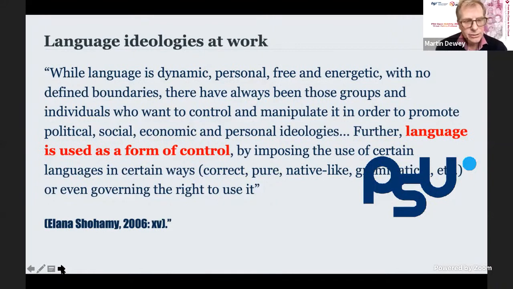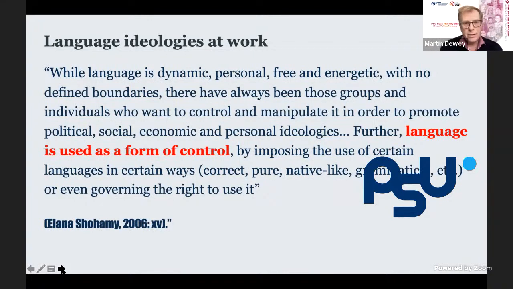Here you have Ilana Shahami, speaking about language ideologies. She goes as far as to say that language is used as a form of control. Remember what I was saying in the previous slide about the maintenance of inequality. If we look at the properties of language, it's dynamic. We know that it varies from one context to another. It changes over time. So she's describing the social properties of language: dynamic, personal, free, energetic, no defined boundaries.